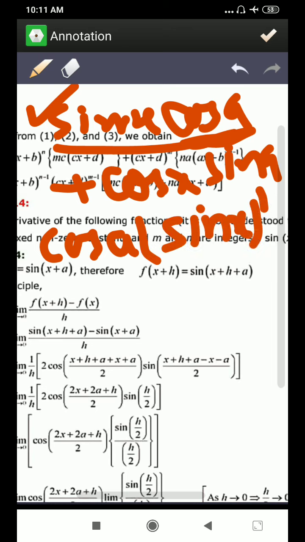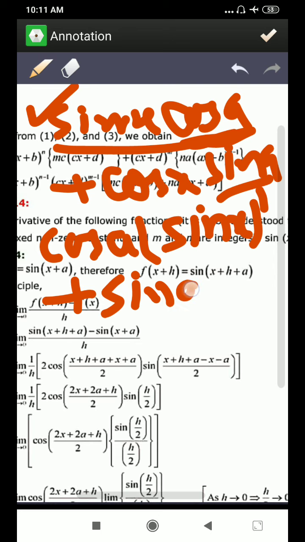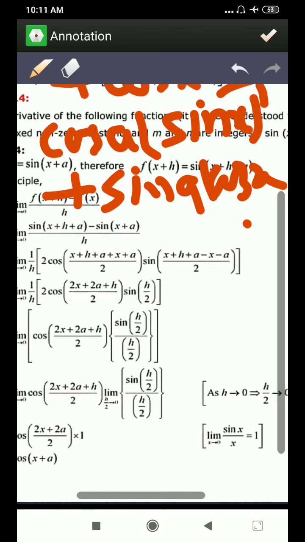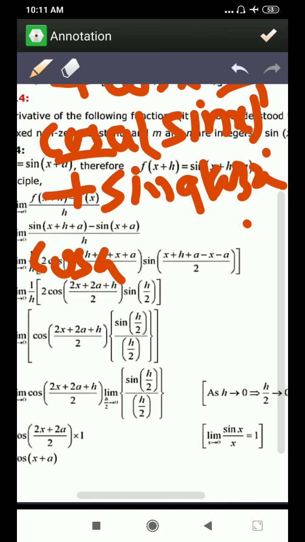d/dx of sin x is (sin x)'. In the next, this sin a is a constant, you keep it as it is, and differentiate cos x. So it is (cos x)'. This cos a as it is. Differentiation of sin x will be, you know, equal to cos x. Sin a as it is.